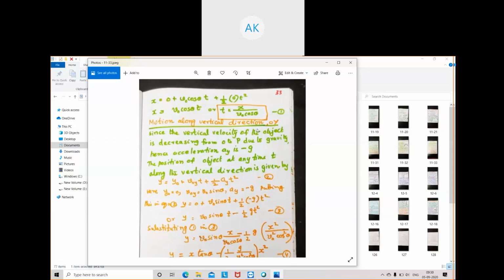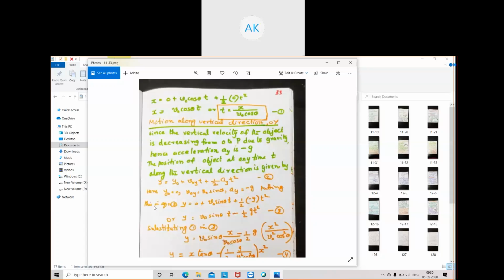Next, motion along the vertical direction is studied. Along the vertical direction, which equation can we take? y equal to y0 plus v0y into t plus half ay into t square. What is y0? Origin, 0. What is v0y? The y component of initial velocity, v0 sin theta. What is the acceleration? It is the acceleration due to gravity, and we take it as negative.